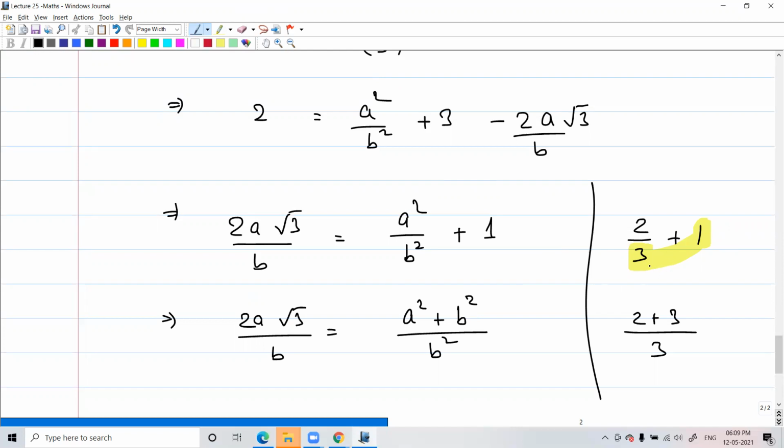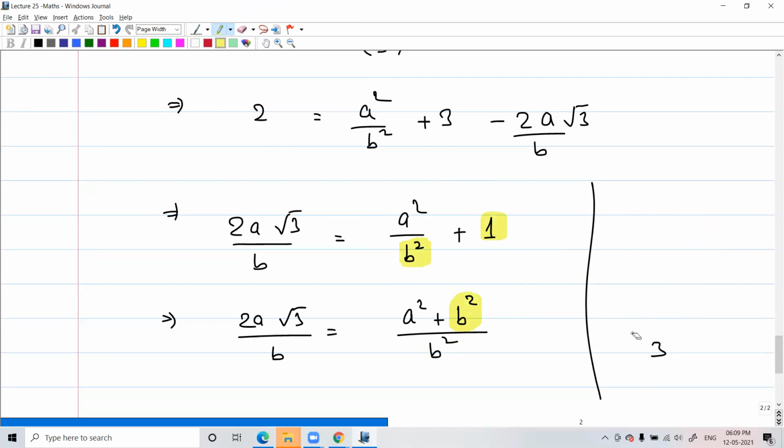Just do the shortcut way. Multiply 3 into 1, it will become 3 here. 2 was already here, so 2 plus 3 becomes 5. And in the denominator, of course, it will be 3 only. Whatever 3 was there, you'll have to write. Same logic applies over here also. This b square will multiply with 1 and it will come here, and then a square plus b square by b square.